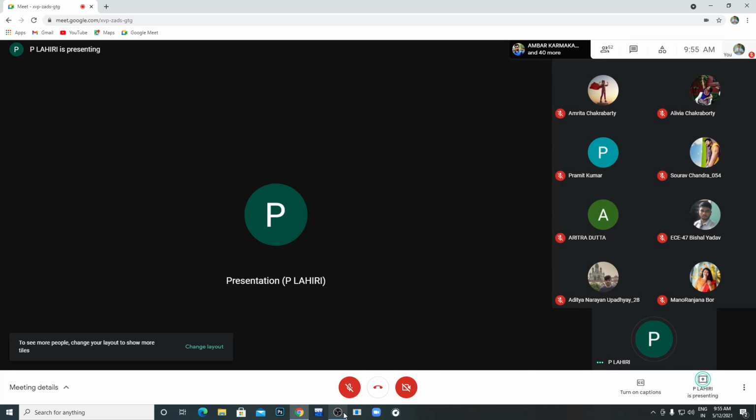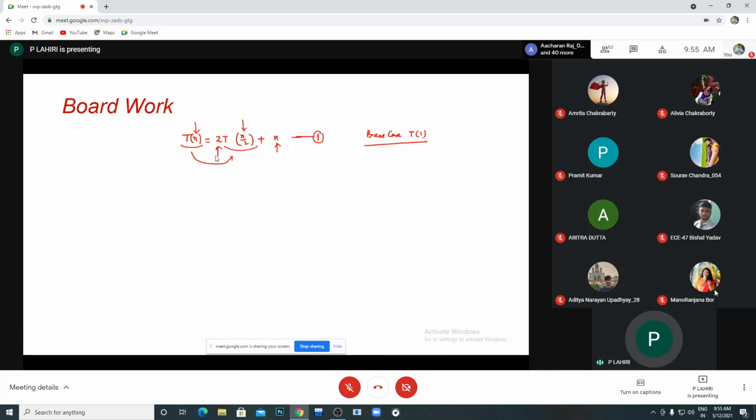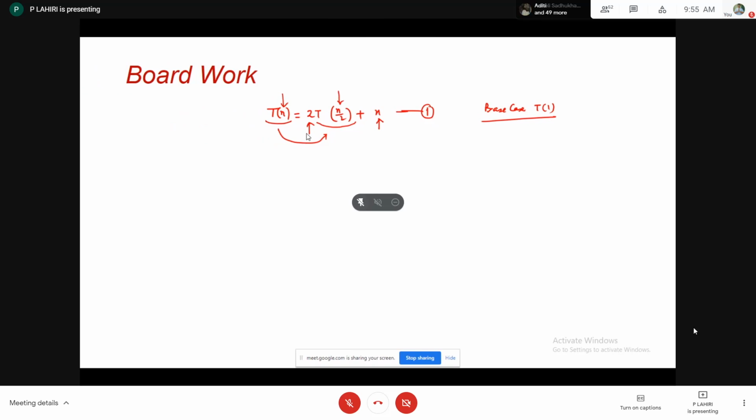Terms of t. This is the way to verify. Okay, so verification is done. So it is nothing but a simple recursive equation. So we can apply the recursion tree method to express the complexity.